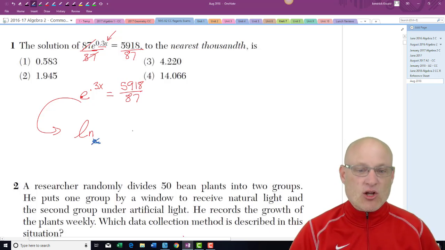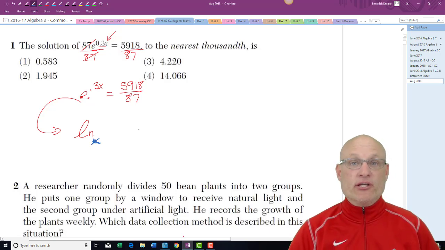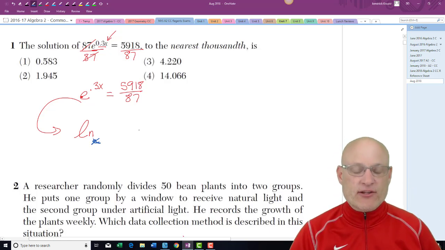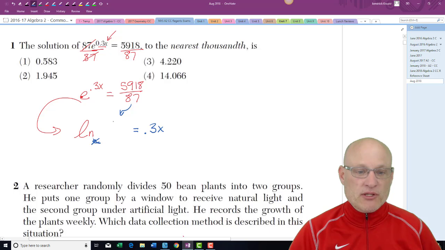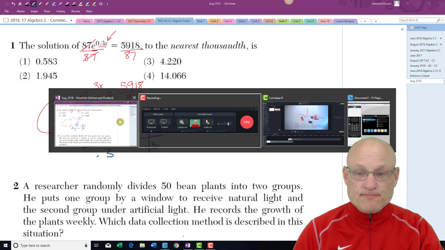Now, in my class, I'll always ask, what are logs equal to? And then I hopefully hear a crescendo of exponents. That's right, logs are equal to exponents. So I'm going to put the exponent on this side, 0.3x. And then this little missing piece goes right here, 5,918 divided by 87. Now, to finish solving for x, I'm just going to divide by 0.3 and divide by 0.3. And now I'm done. That's all I do.